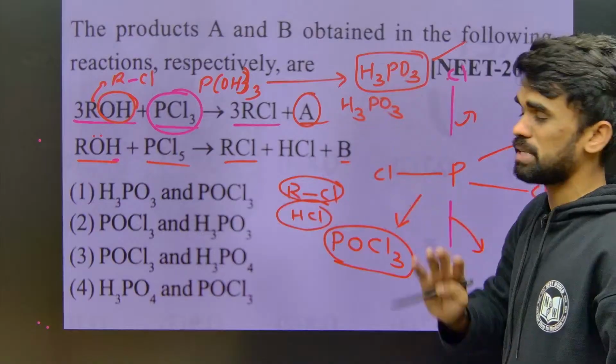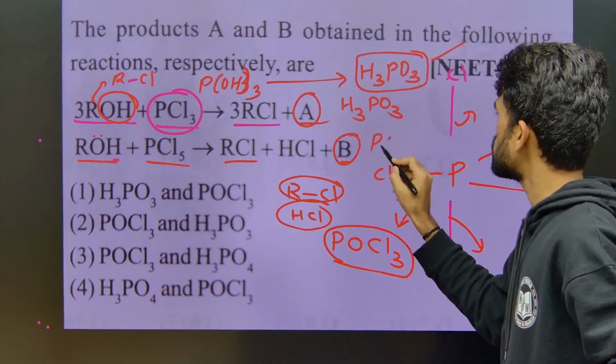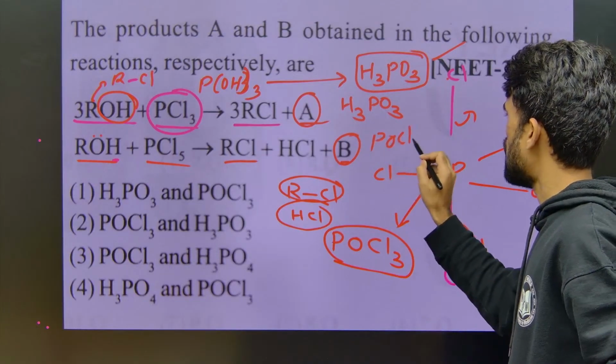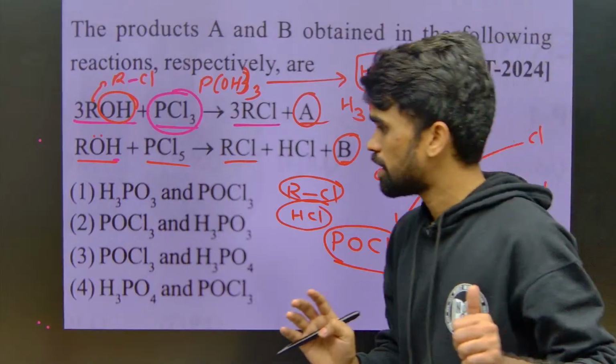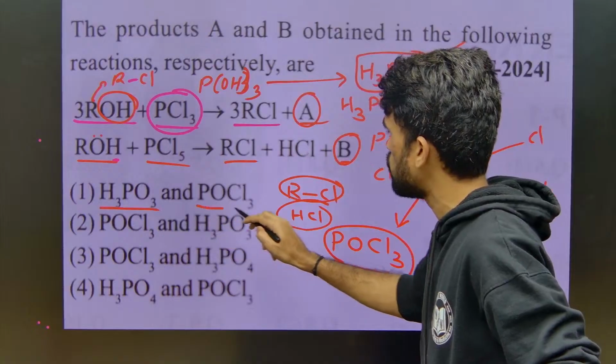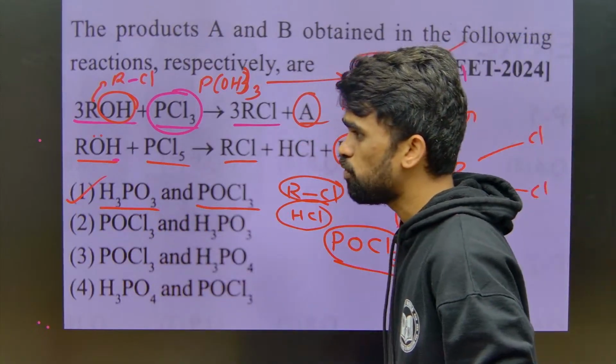This is the perfect representation of the structure. Similarly for this, what is our B here? POCl3 will be our answer. Right, hope it is clear. So now what are the options? A, B, C, H3PO3 and POCl3 is our answer for this question, right? Yes. Let's move further.